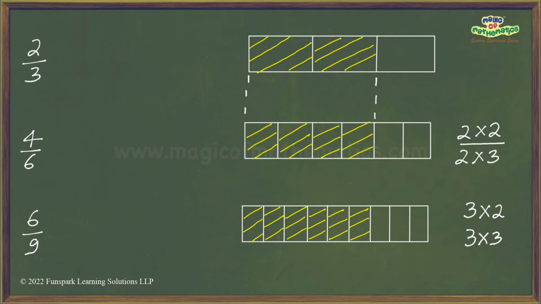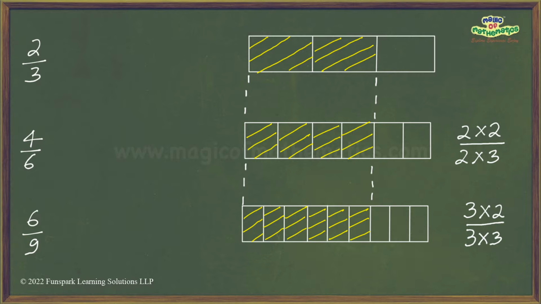Compared to 2 over 3, here we have tripled the number of parts that we have divided the whole into, while also tripling the number of parts that we have shaded. Again, visually we notice that 6 over 9 is the same as 2 over 3. This is not surprising considering the fact that these are all equivalent fractions.